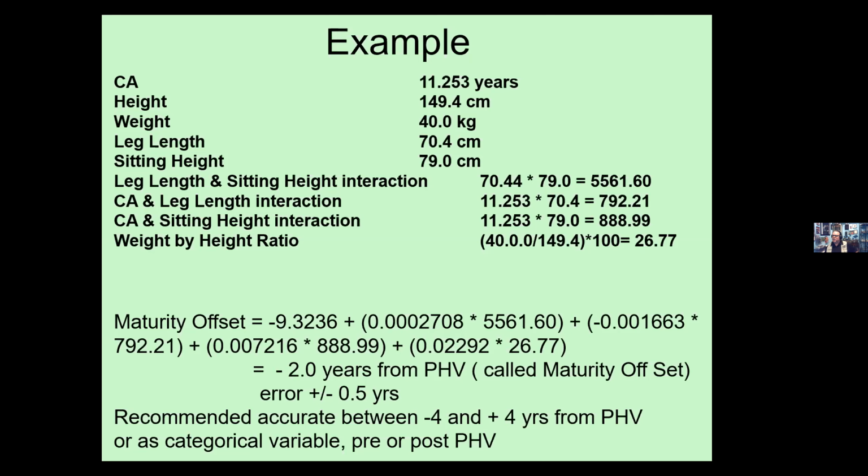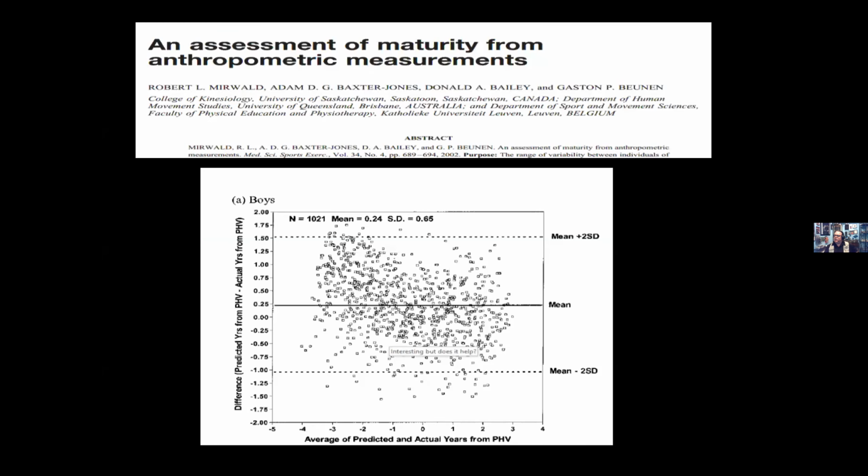And for those reasons, because there is a lot of error, the paper does suggest that it could be used as a categorical variable. That is, if it's a minus number, then they're pre-peak height velocity. If it's a positive number, then they're post-peak height velocity. So it's a way of measuring a child's anthropometrics, height, weight and age, and saying how far they are from attaining, or how far they are from having obtained, peak height velocity. And I'm just illustrating that here.